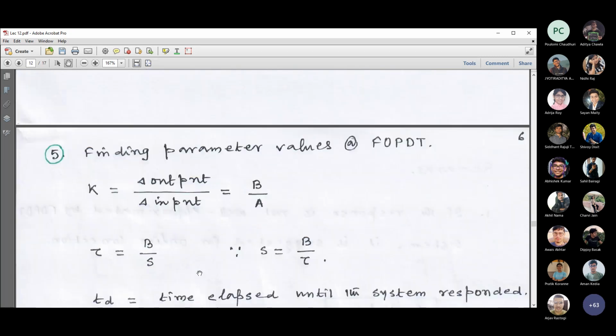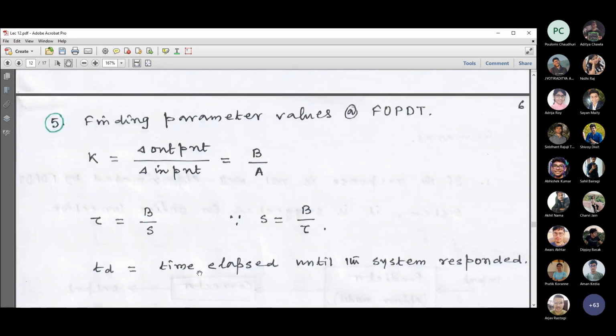Now come to the determination part of these three parameters. You can easily understand how we can determine them. K is the gain, so it is obviously delta output by delta input, B by A. Tau equal to B by S, since S equal to B by tau, and Td is the time elapsed until the system responded.